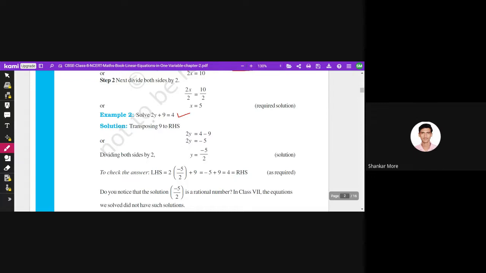सी, अभी यहाँ पे LHS पे 2y plus 9 है. अभी इस 9 को अगर हम यहाँ पे ट्रांसपोज करेंगे, so this positive 9 will go here and will become minus or negative 9, right? So 2y is equals to 4 minus 9 होगा minus 5. So y is equals to क्या आएगा? Minus 5 by 2. So this is the solution.